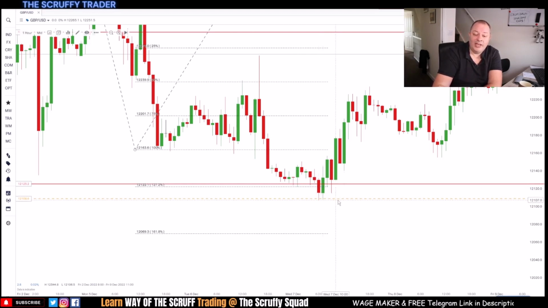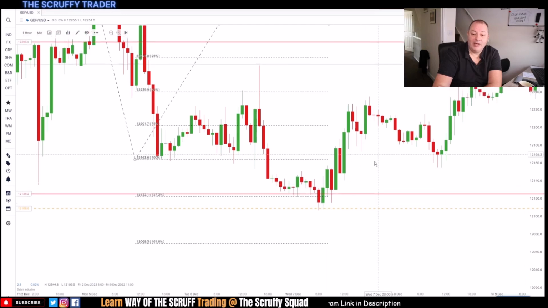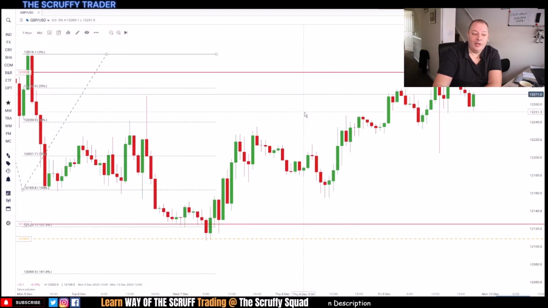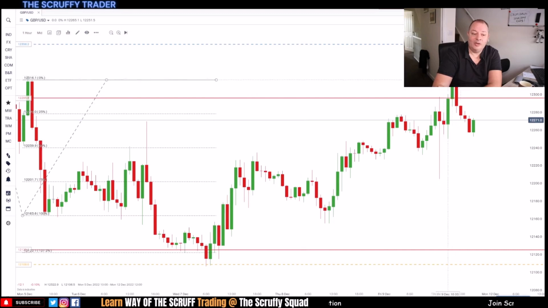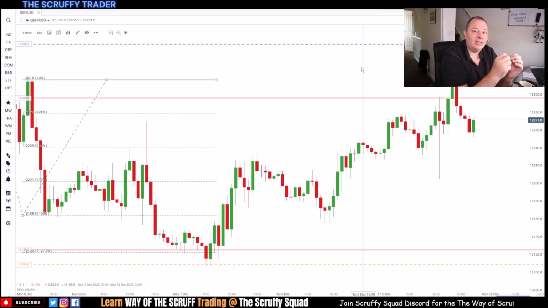It probed into that fib from the weekly, and if you look at this, it was to the pip, came back to it to the pip, then went on its merry journey all the way back up. It looks like it's going to look to break the tops of this, and if it breaks the tops of that, that's where it's going. Simple stuff. So that's looking at fibs to paint a picture of what the chart is.